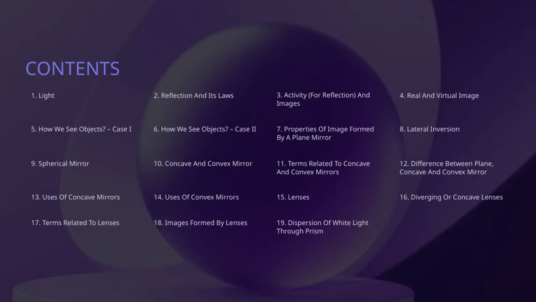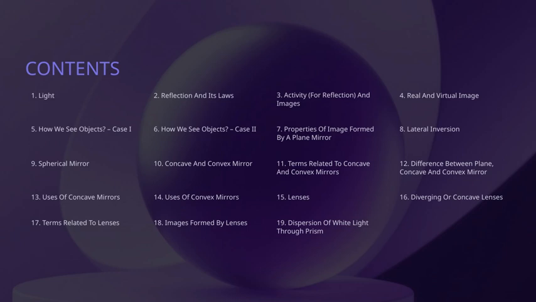Let's take a quick look at the contents of today's presentation. We start with the fundamental concept of light, which is essential to understanding how we see objects. Then, we'll explore reflection and its laws, which explain how light bounces off surfaces. Next, there's an activity focused on reflection and the images formed, helping us grasp these concepts practically. Moving on, we'll discuss real and virtual images, highlighting their differences and significance.